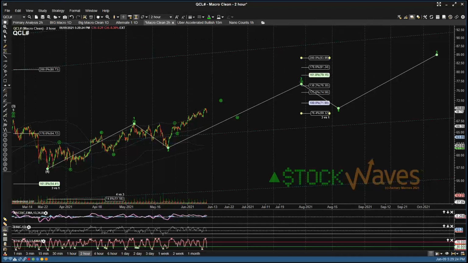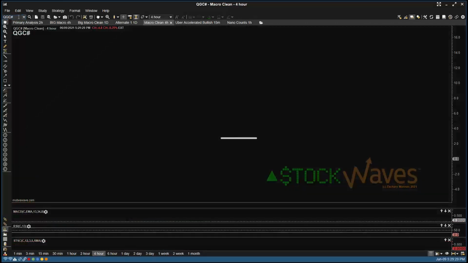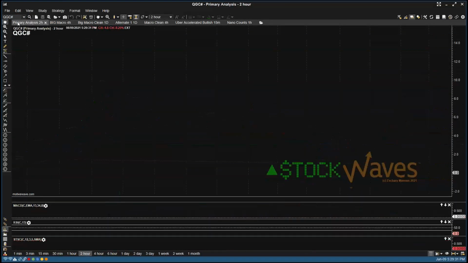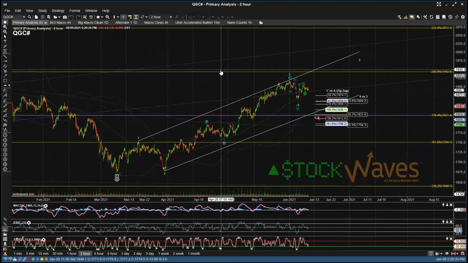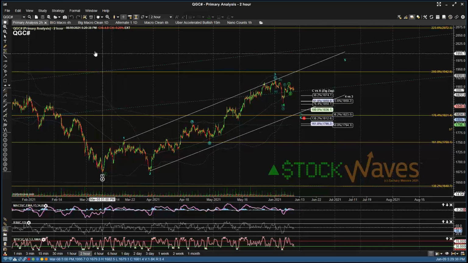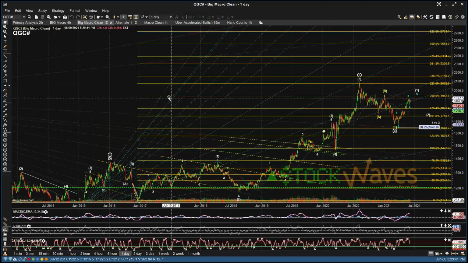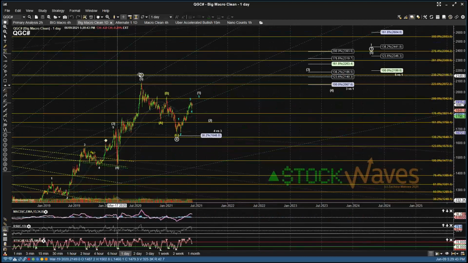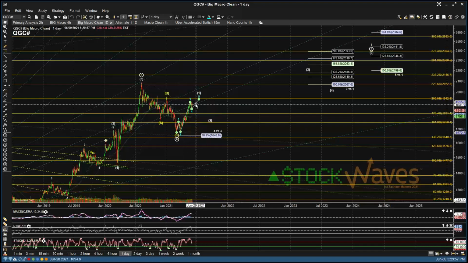All right, let's move on to gold. Gold is working on the start of a, let's go to the big macro clean tab here, the start of a larger primary degree wave 5. We have 1, 2, and a strong looking third. So even though this is only 3 waves up, it's a 3 waves up where it clearly looks more like a 3 than an ABC move.